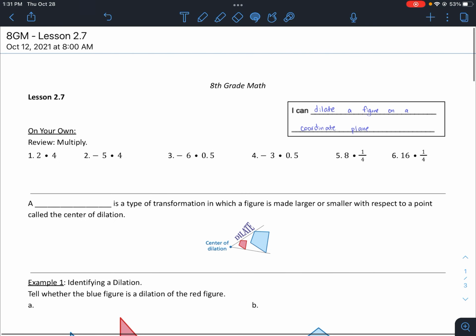So why don't you, after you fill out the I can statement, complete the on your own review problems. Why don't you multiply the following expressions out?